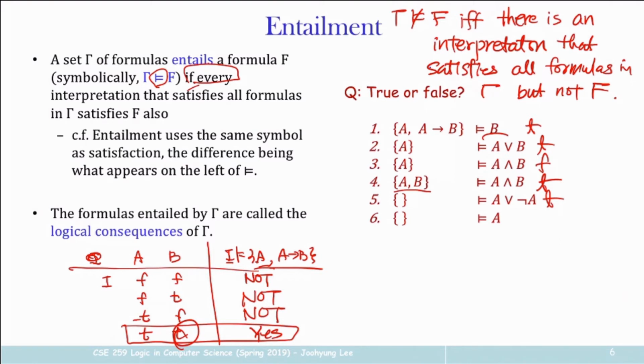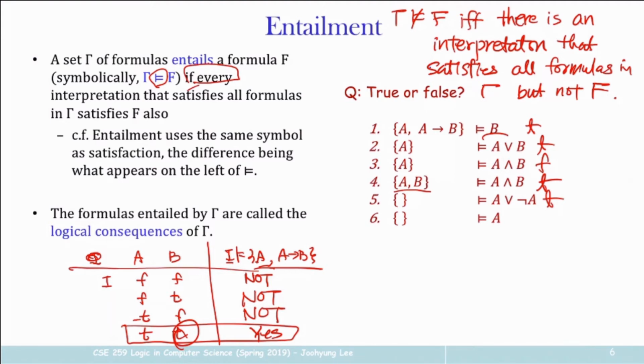Okay. All right. So is this true? Empty set entails A. Can you find an interpretation that satisfies the empty set but not A? Just the empty set, even that one doesn't, because it's not a tautology. So what is an interpretation that satisfies the empty set but not A?